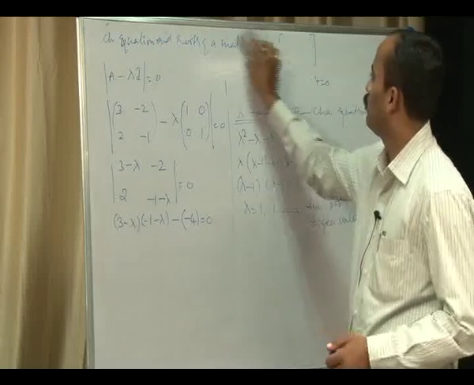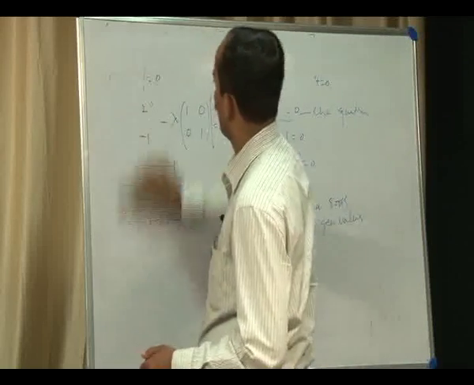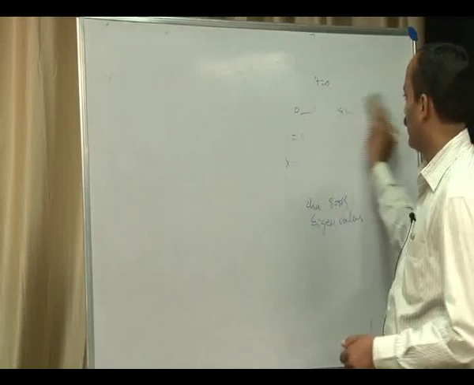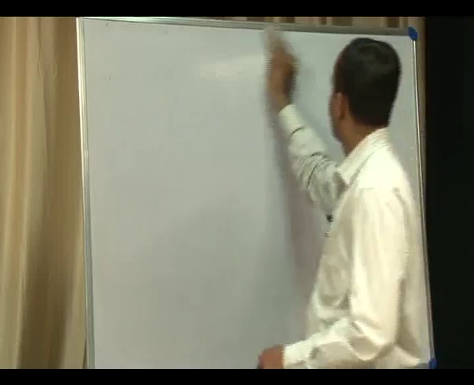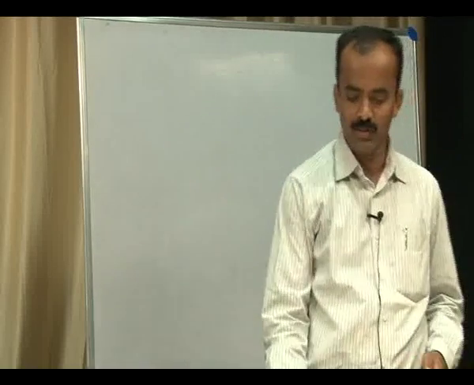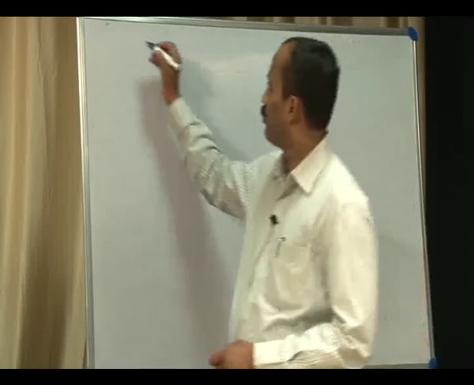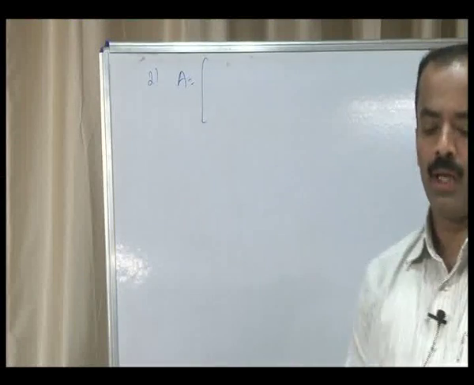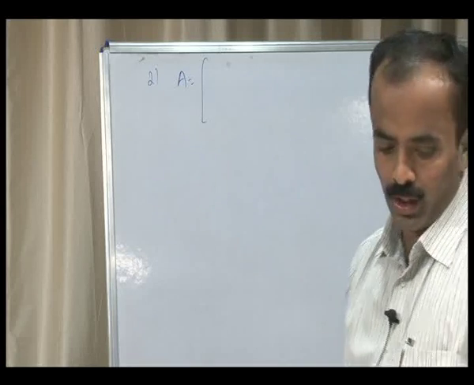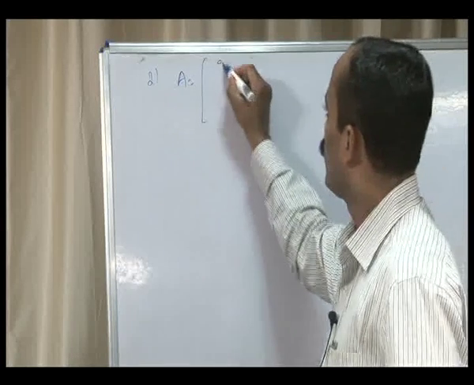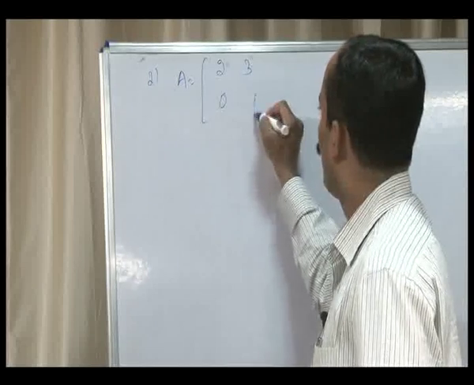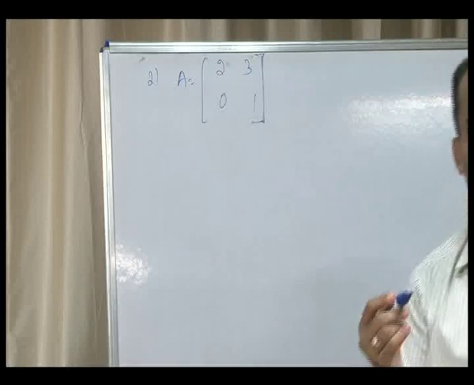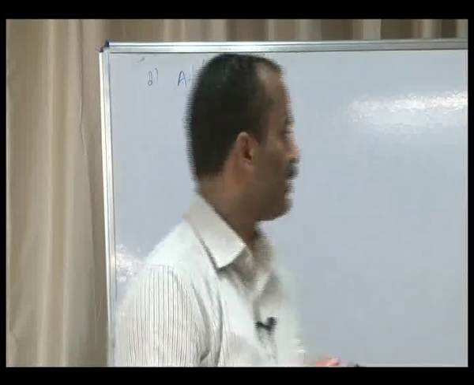Let us solve one more problem. Actually, in our syllabus, this is restricted to only a 2 cross 2 matrix. Let us find one more problem. A is equal to 2 3 0 1. Find the characteristic equation and its roots.